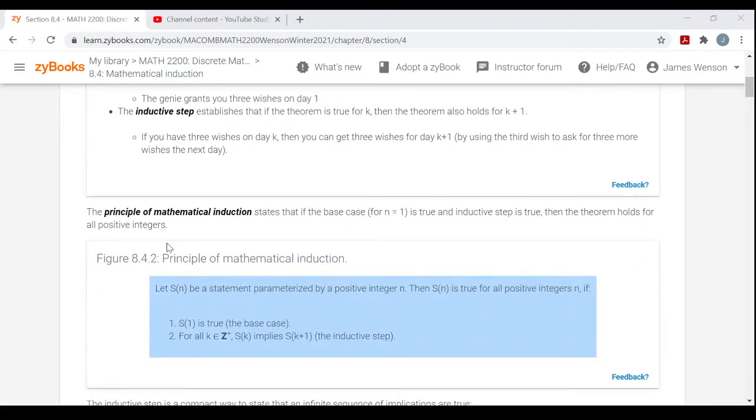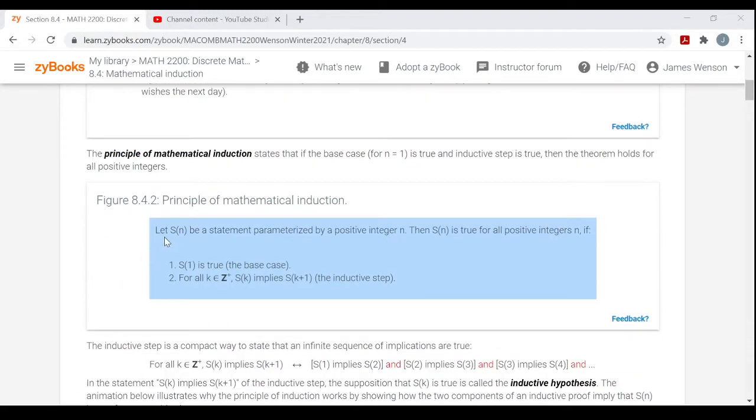So I'm going to reread this here. This is called the principle of mathematical induction. It states that if the base case, for when n equals 1, is true, and the inductive step is true, then whatever statement we're looking at, whatever theorem we're looking at, holds for all positive integers.